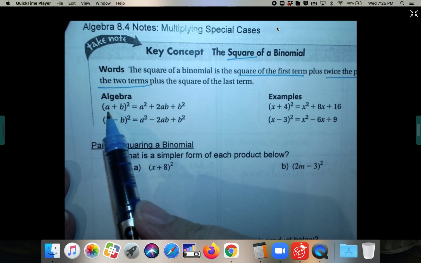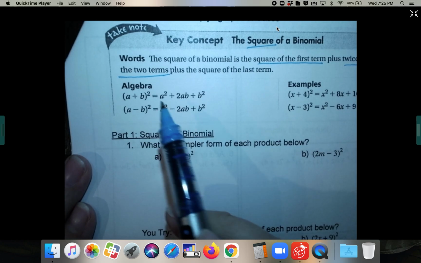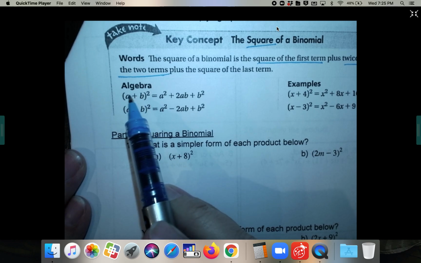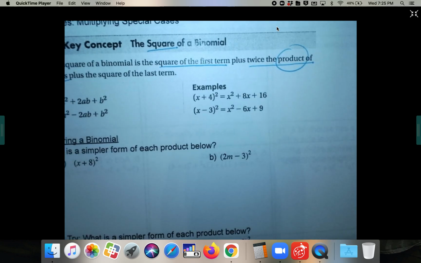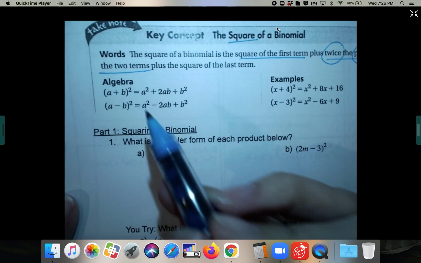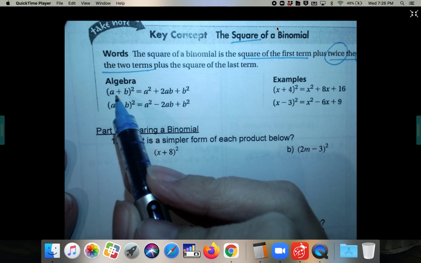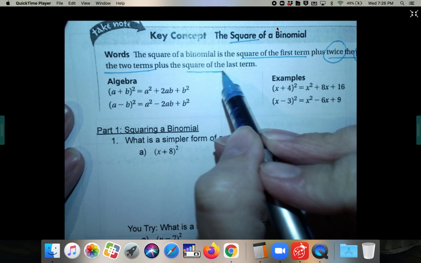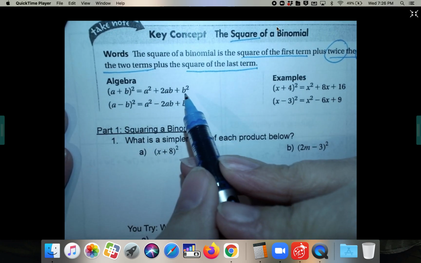I hope you guys remember that the word product means multiply. So if I multiplied a and b, I know there's a plus sign in between it, just ignore it for right now. If I just multiplied them, a and b, it would be ab. And I want to do twice that. So twice ab would just be 2ab, plus the square of its last term, which is b. So if I square that, it would be b squared.